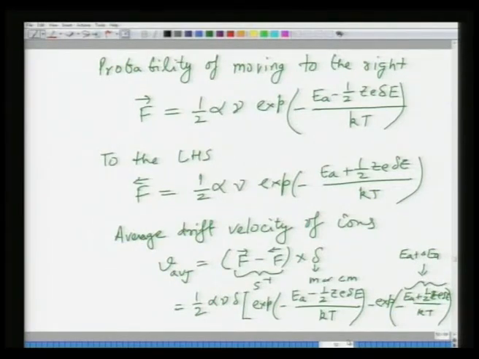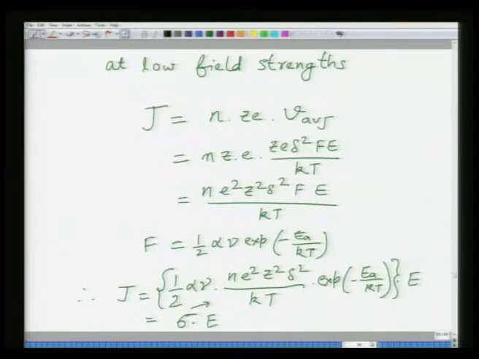As a result, the carriers or the defects acquire an average velocity, and this velocity can then be incorporated into the expression for current density. If you modify it, you get an expression J is equal to sigma E, and from this you can work out what sigma is.